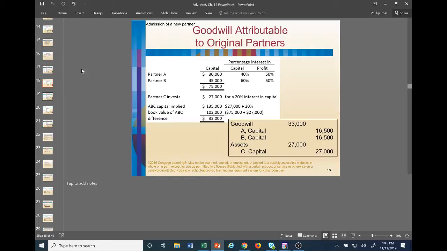Now, the recognition of goodwill traceable to the previous partners is criticized by some accountants. If the concept of a new entity is cast aside, some would argue that the goodwill is self-created and therefore should not be recognized. Now, outside of partnership accounting, self-created goodwill is not recognized, and only goodwill purchased from another entity may be recognized.